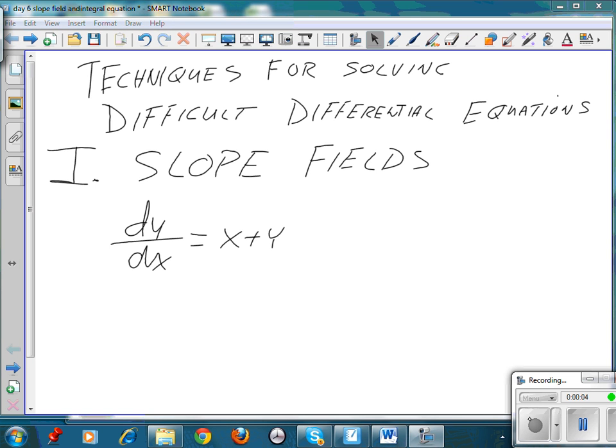Okay, welcome back in our study of differential equations. We've looked at how we can use differential equations to model some physical properties. We've learned how to solve these differential equations, the techniques for solving a separable linear differential equation. Now we're going to look at a few things when we might run into problems.